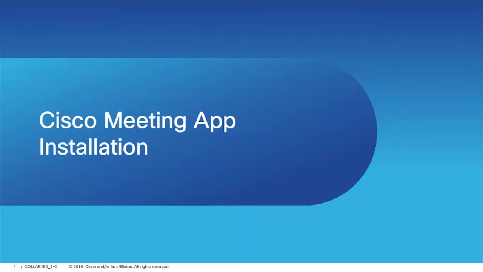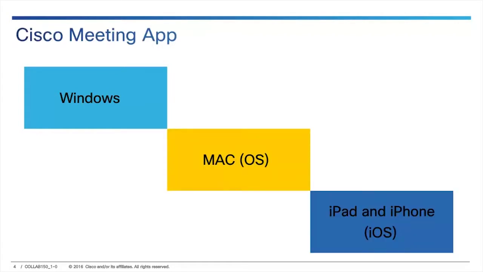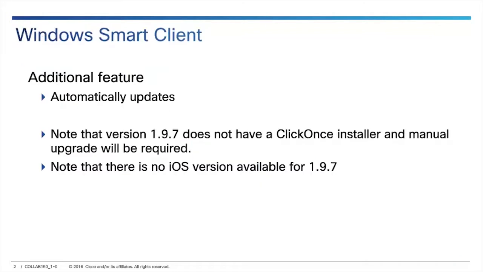Cisco Meeting app installation. There is a Cisco Meeting app for Windows, Mac and iPad and iPhone. Cisco Meeting app for Windows uses a Windows Smart Client. This enables the software to be upgraded automatically. Note that version 1.9.7 does not have a click-once installer and a manual upgrade will be required. Also, this version has no iOS version.